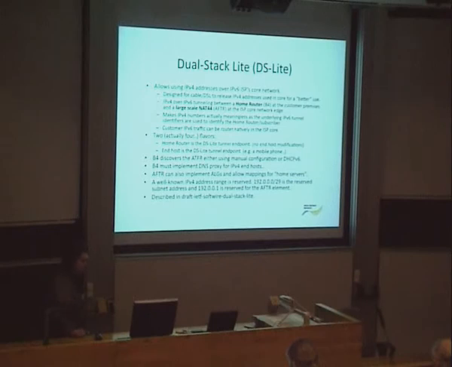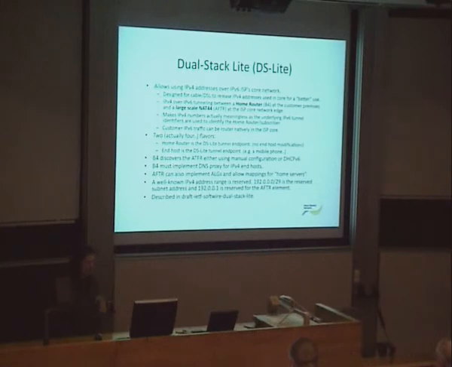Then, just to say that 6RD is already deployed, so people are using it. Dual-Stack Lite has its background coming from Comcast, and it's for when you're starting to run out of IPv4 addresses in your core network. So this allows you to migrate your core network to IPv6 and then you offer IPv4 services on top of this IPv6 only core network.